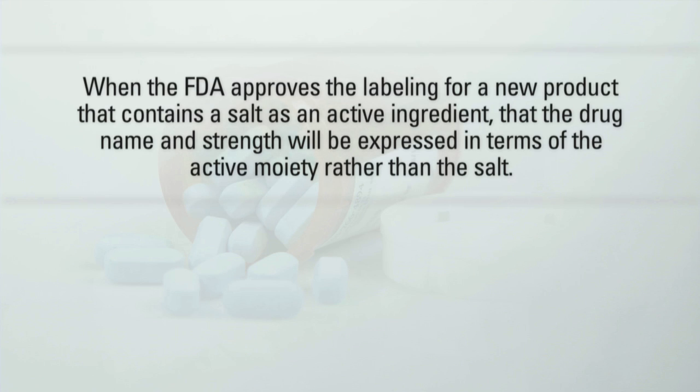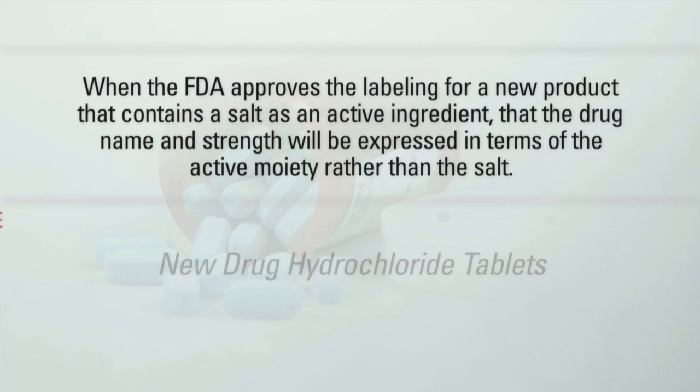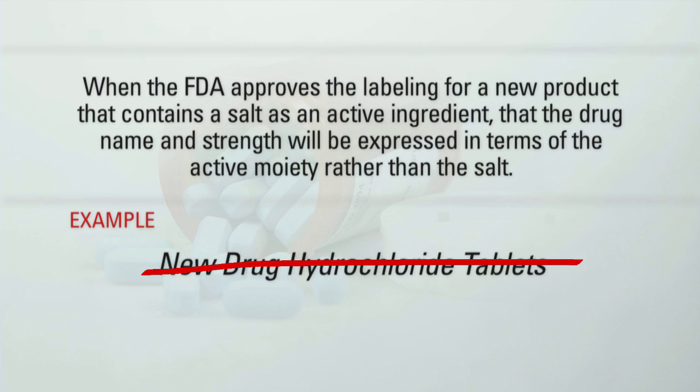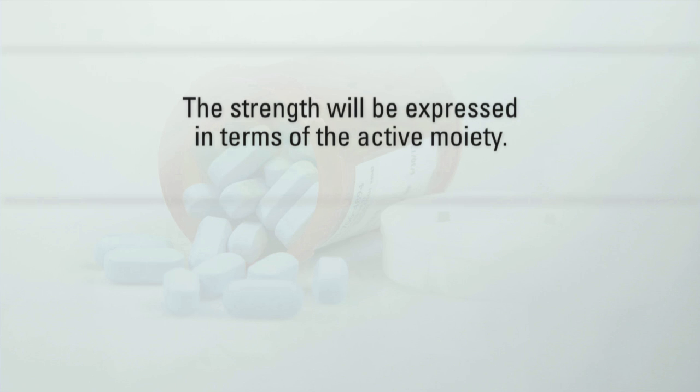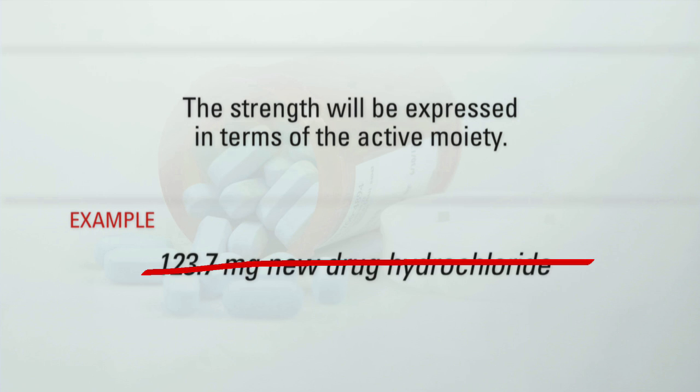For pharmacists, this means when the FDA approves a new labeling for a new product that contains a salt as an active ingredient, that the drug name and strength will be expressed in terms of the active moiety rather than the salt. The active moiety is a molecule or ion responsible for the physiological or pharmacological action of the drug substance. It excludes the portions of the molecule that cause the drug to be an ester, salt, or other non-covalent derivative. The strength will be expressed in terms of the active moiety.